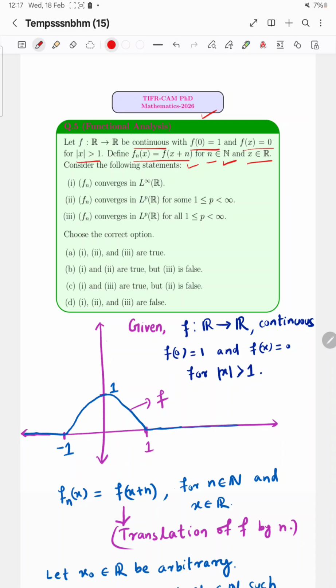Before going to discuss these things, first of all I will assume that you are all well acquainted with these spaces: L infinity space and L^p space. These are all Banach spaces, meaning these are all complete normed spaces, and these spaces are associated with some norm. With respect to that norm, these spaces are complete. All are Banach spaces. I hope that you are all well acquainted with these spaces.